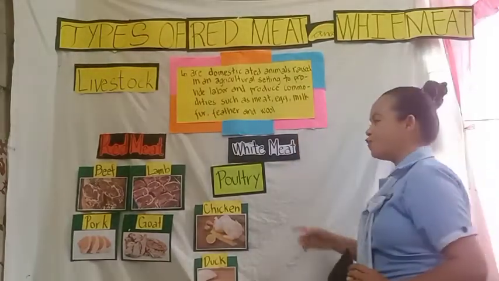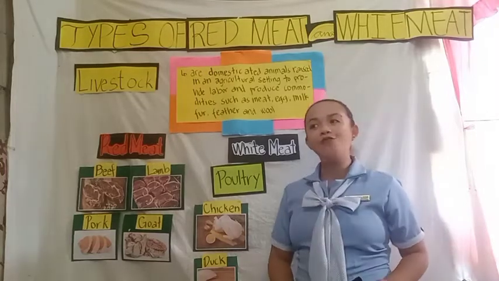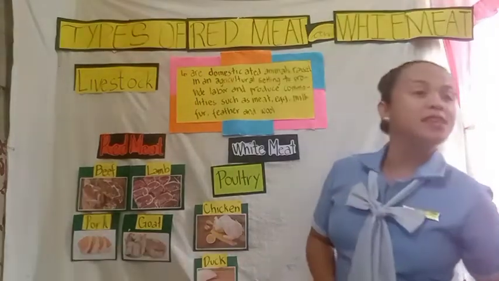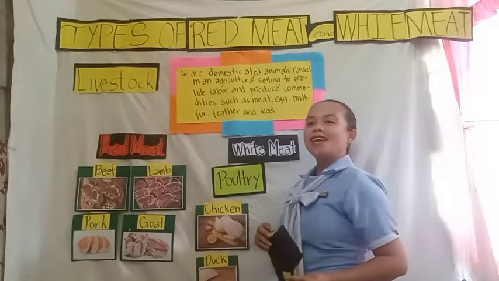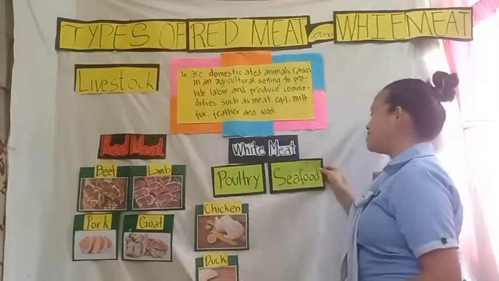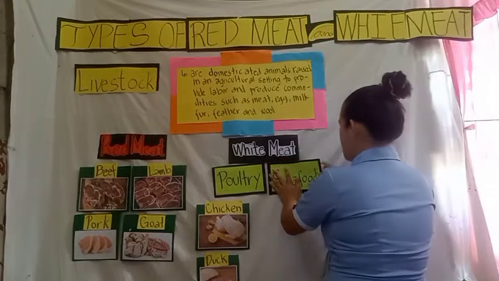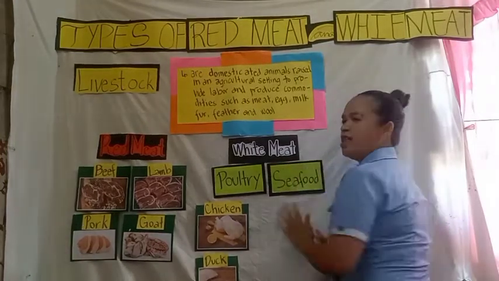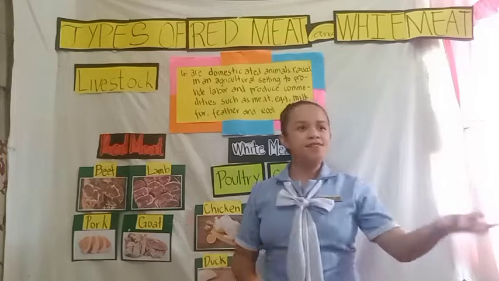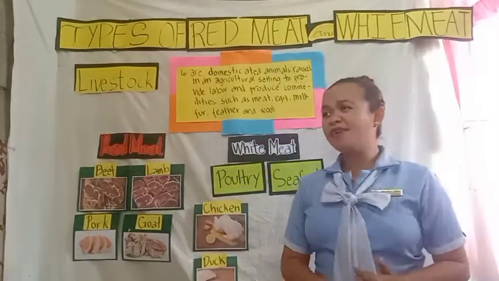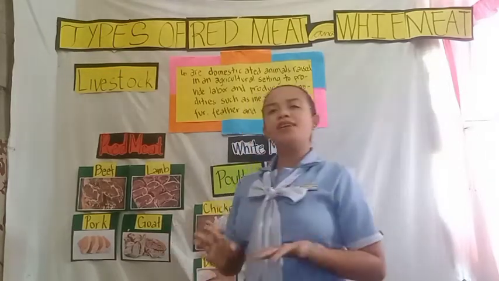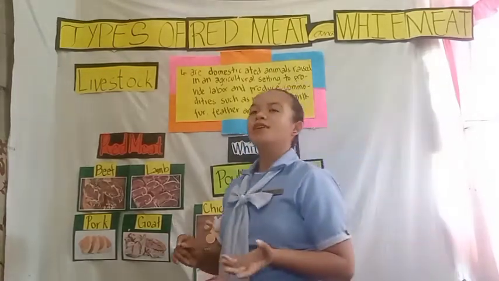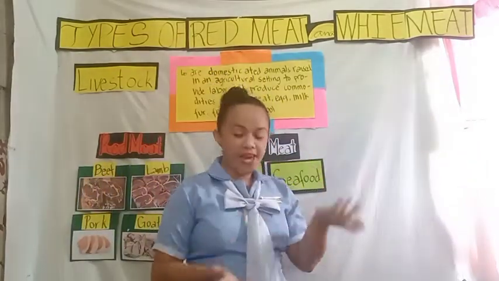So let's go to the other type of white meat. If we have poultry, we also have the, exactly, Miss Cha, the seafood. So, who loves eating seafood? Yes, the crabs. That's so very yummy. It really tastes good. What else? The shrimp, the shells. Very good. The fish.